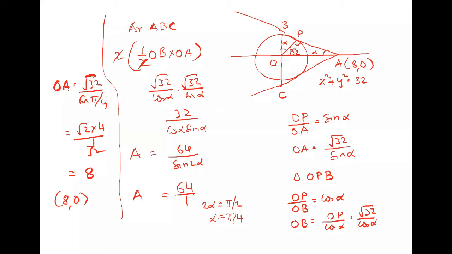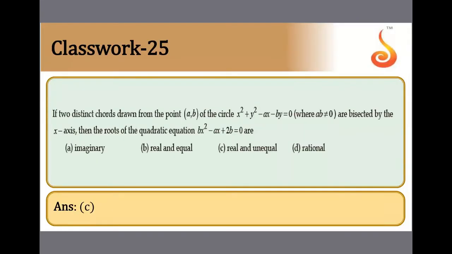This chapter is over. No, it's not over. A lot of questions we have to do. All JEE Mains problems I have to do now. 24, 25. It's again a JEE Mains problem, 2019. Two distinct chords are drawn from A comma B to this circle and bisected at the x-axis. Then the roots of the equation. Beautiful problem.